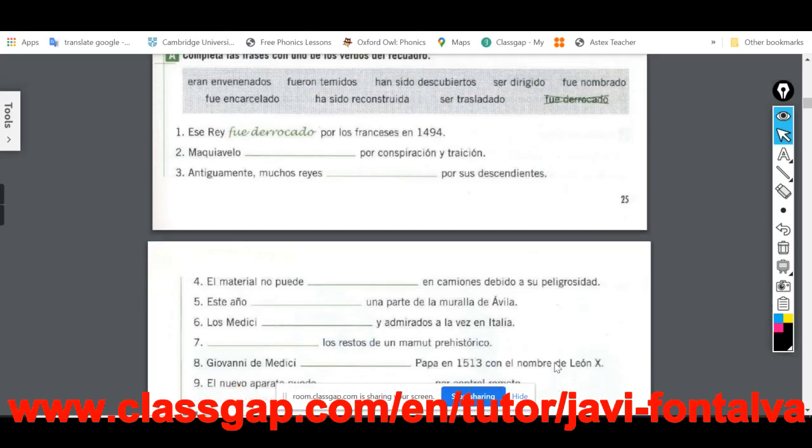Watch out. Giovanni di Medici, Papa. Medici, this is an Italian guy, I think related to this family. They were a powerful family in historical Italy, in what would be called Italy at the time, more like Venice. Papa con el nombre de Leon X. So with the name of Leon. What is Papa? It's written with a capital letter. When you see something written with a capital letter, it's either a proper name or an important person. So what do you think Papa means?